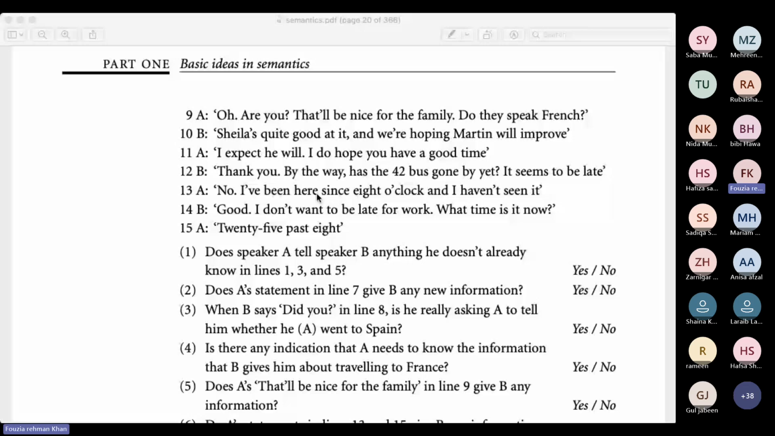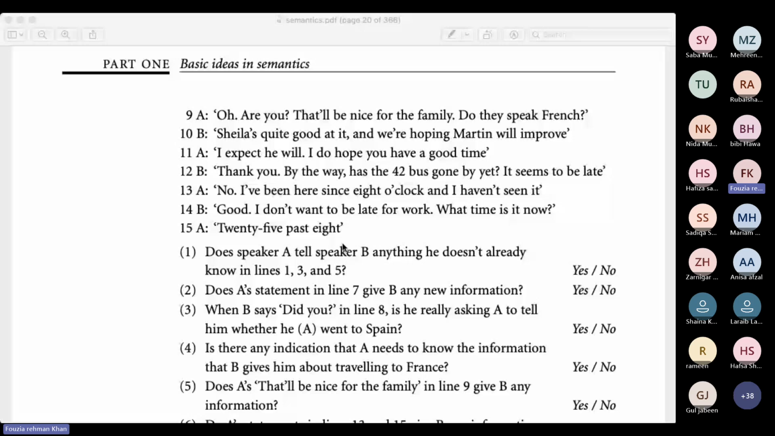B: Thank you. By the way, has the 42 bus gone by yet? It seems to be late. A: No. I have been here since 8 o'clock and I haven't seen it. B: Good. I don't want to be late for work. What time is it now? And A replies: 25 past 8.